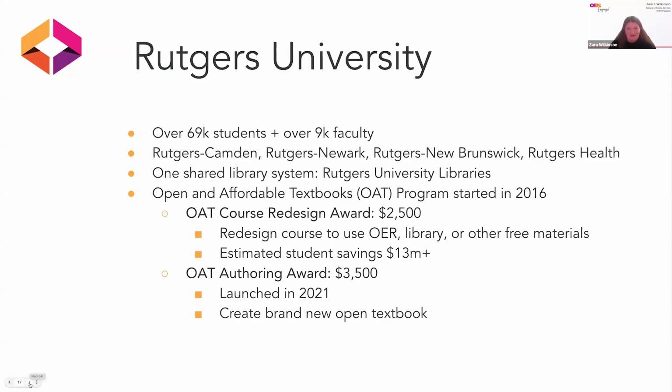But Rutgers is broken into 4 of what we call divisions or chancellor-led units or campuses, which are Rutgers Camden, Rutgers Newark, Rutgers New Brunswick, and Rutgers Health. I'm based at Rutgers Camden, which is our smallest campus, which is in the Philadelphia metropolitan area.